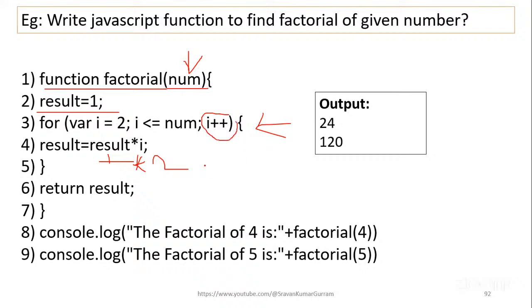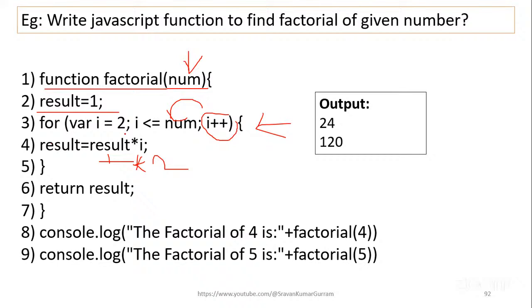I becomes 3. 3 is less than or equal to the number, any number. In the case of 4, the number value is 4. 3 is less than or equal to 4. Yes, that is true, so it comes into the body. Result equals result into I. In the previous iteration, the result was 1 into 2.